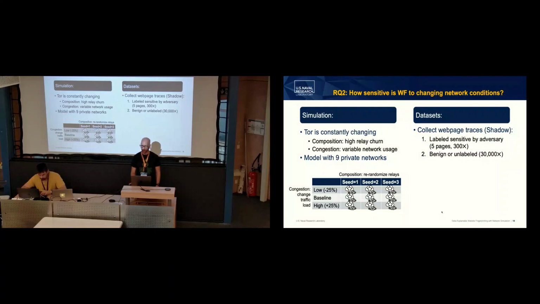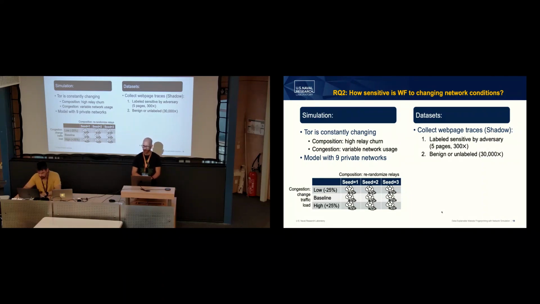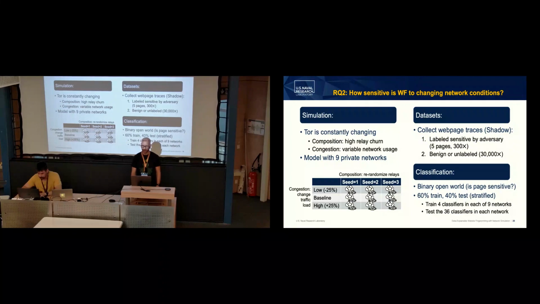Okay, so then we created some data sets, one for each of these networks. From these data sets, we collected website traces. There's a website set labeled sensitive by the adversary. We chose 5 pages and crawled those 300 times each. And then we have a background data set containing 30,000 web pages that we crawled as well. So the classification experiment here is a binary open world classification experiment. We're just wondering, when we see a web page, is it in that set of 5 that we called sensitive or not? And we trained 4 classifiers in each of these 9 networks.